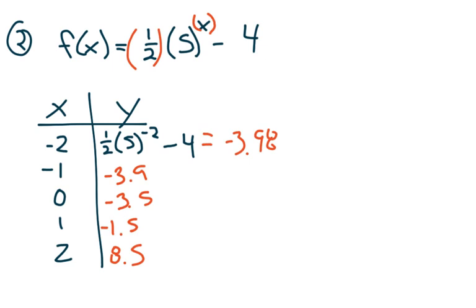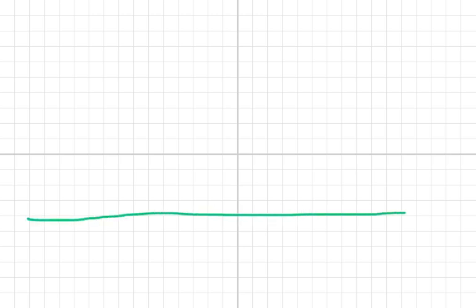Alright, this minus 4 is telling me that my horizontal asymptote is at y equals negative 4. That's going to be my boundary line that I don't cross. Okay, so on your graph in highlighter at negative 4, hopefully yours is a little bit straighter than mine. And then I plot my points. So -2, -3.98. These are going to be super duper close to each other. -1, -3.9, 0, -3.5, 1, -1.5, and then 2, 8.5.